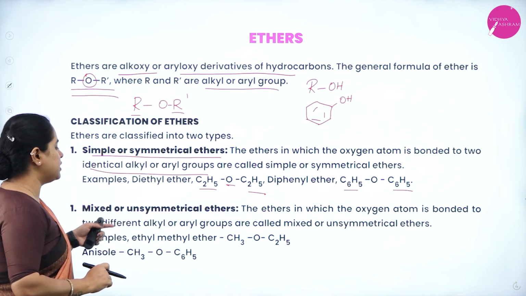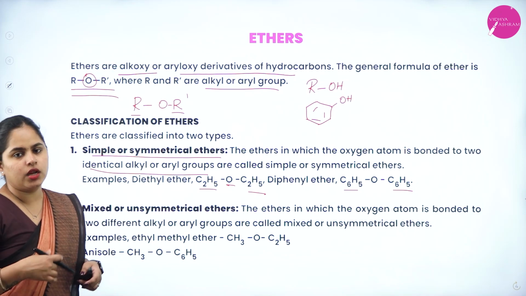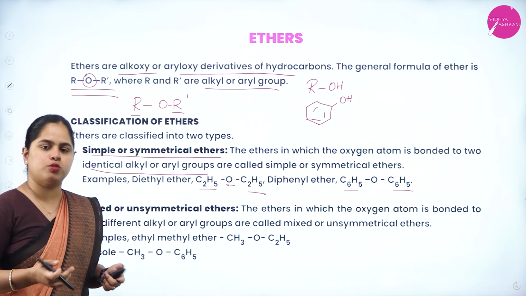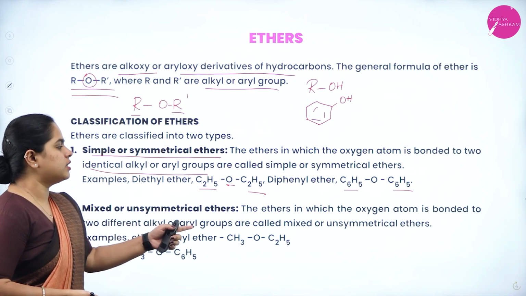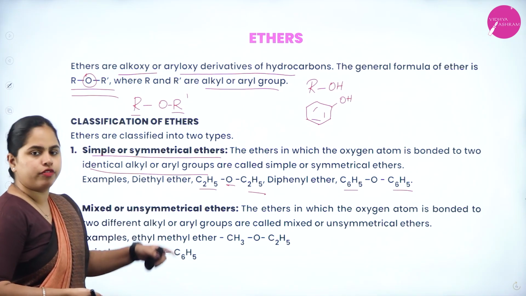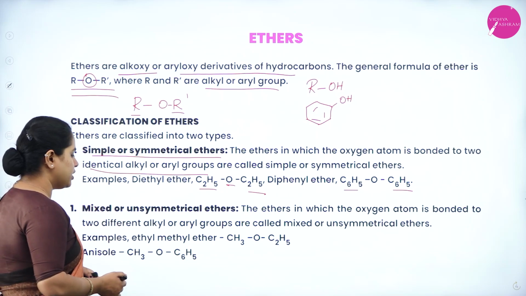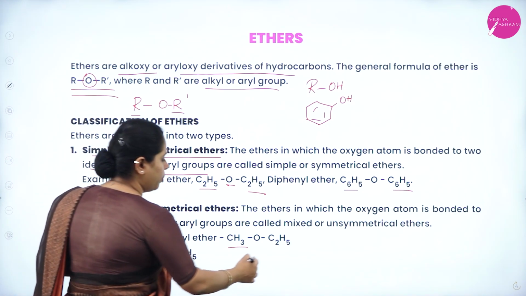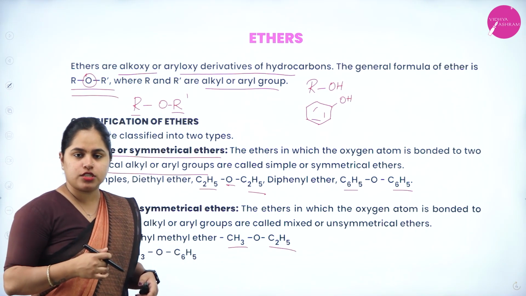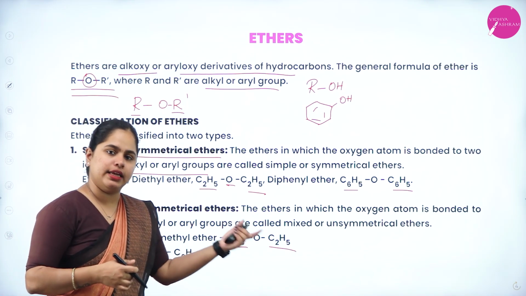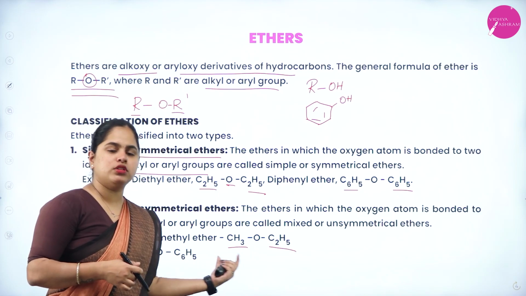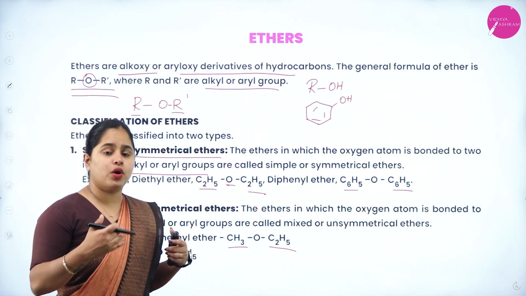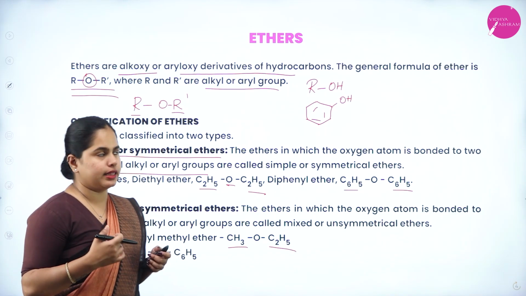Now the next one is mixed or unsymmetrical ether. Now what is mixed? Of course, the two alkyl groups or aryl groups will be different. The ethers in which the oxygen atom is bonded to two different alkyl or aryl groups. So you can see one example here. On one side it is a methyl group, on the other side it is an ethyl group. So this is called ethyl methyl ether. Here the oxygen atom is bonded to two different alkyl groups, hence it is an unsymmetrical ether, right?